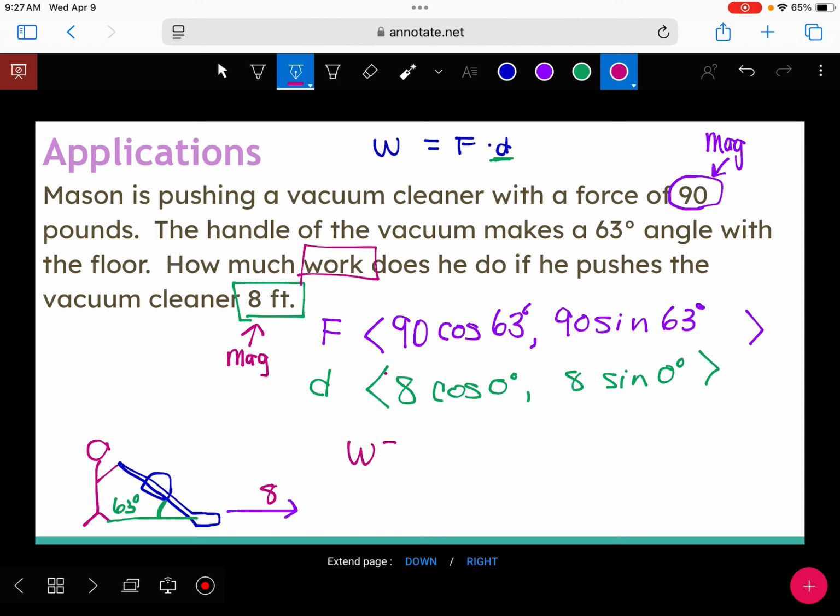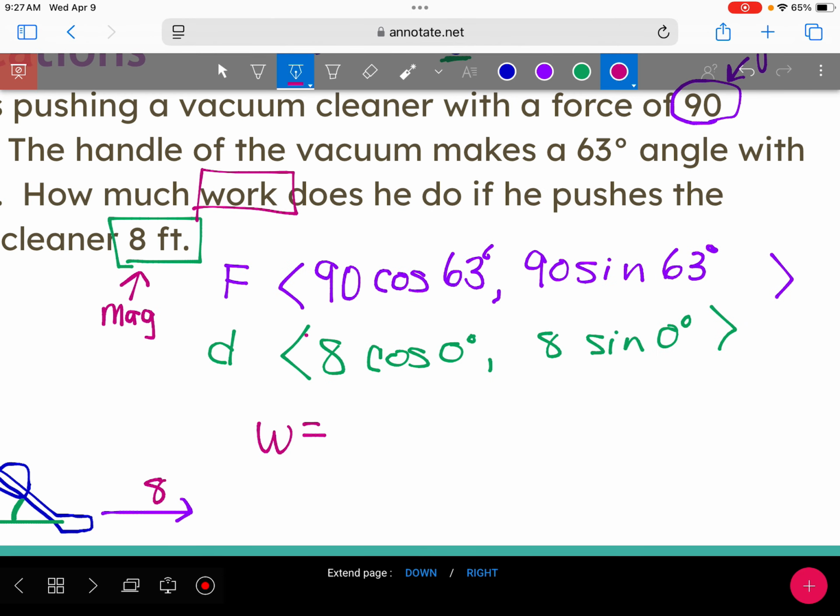So our work is 90 cosine of 63 degrees and 8 cosine of 0. Cosine of 0 is 1. Sine of 0 is 0. So we're going to add 90 sine of 63 times 0, which means we're adding 0. So really all we need to do is 90 cosine of 63 times 8.